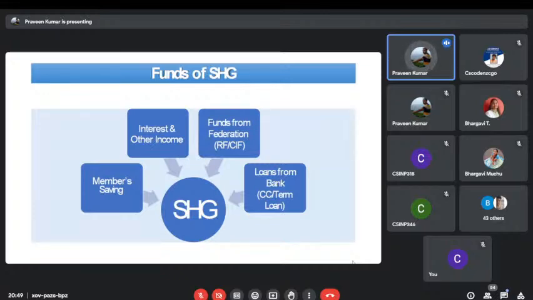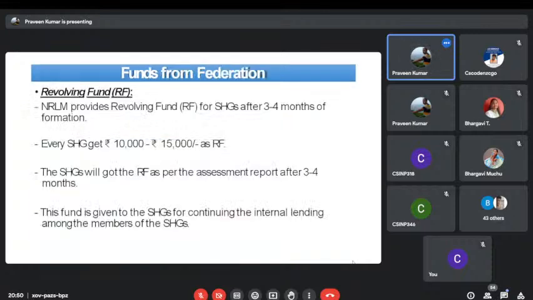Then there come loans from banks. So all these comprise the funds of SHG. Funds from federation. NRLM funds. The third point is that after the SHGs got the RF, as per the assessment report after 3 to 4 months, the fund is given to the SHGs for continuing internal lending.